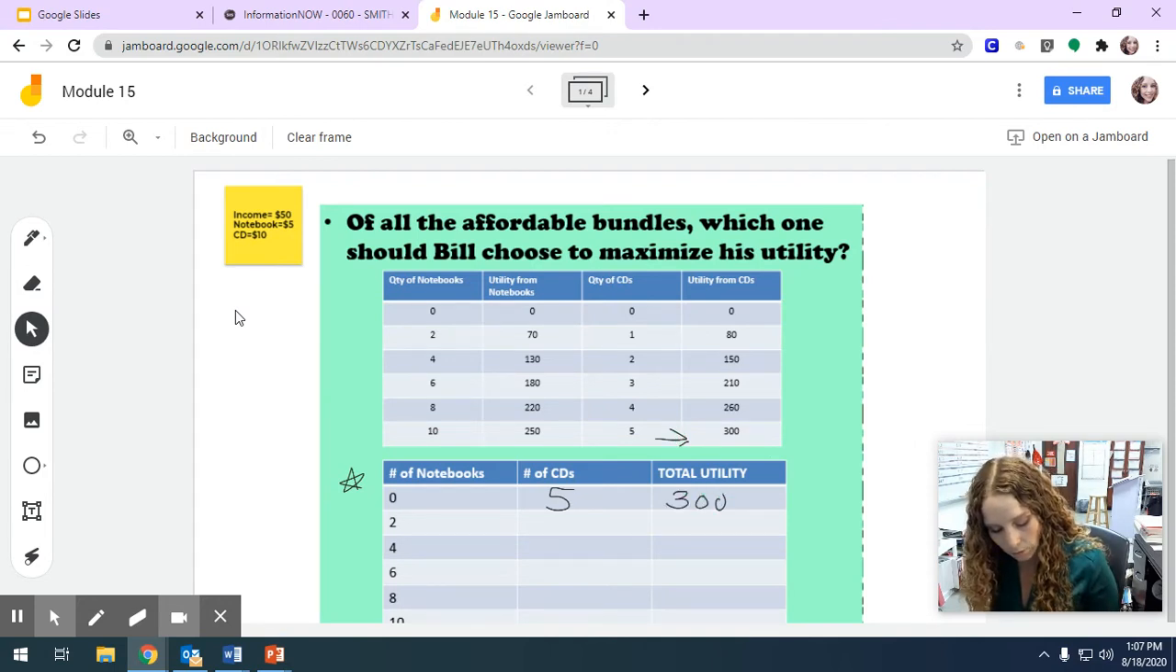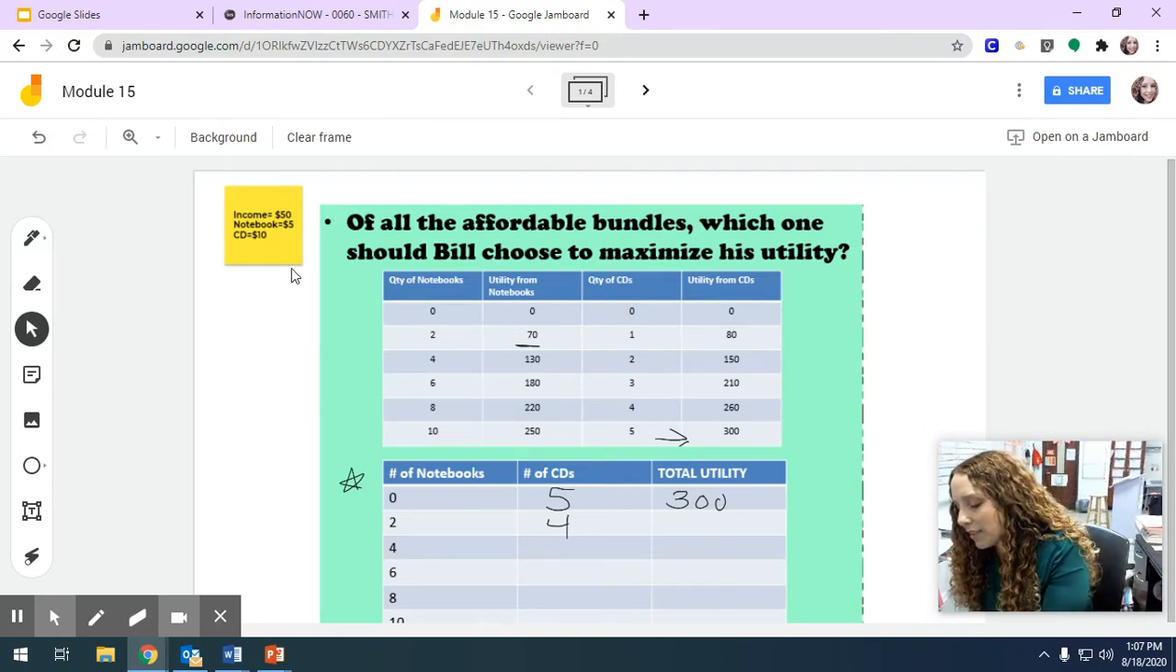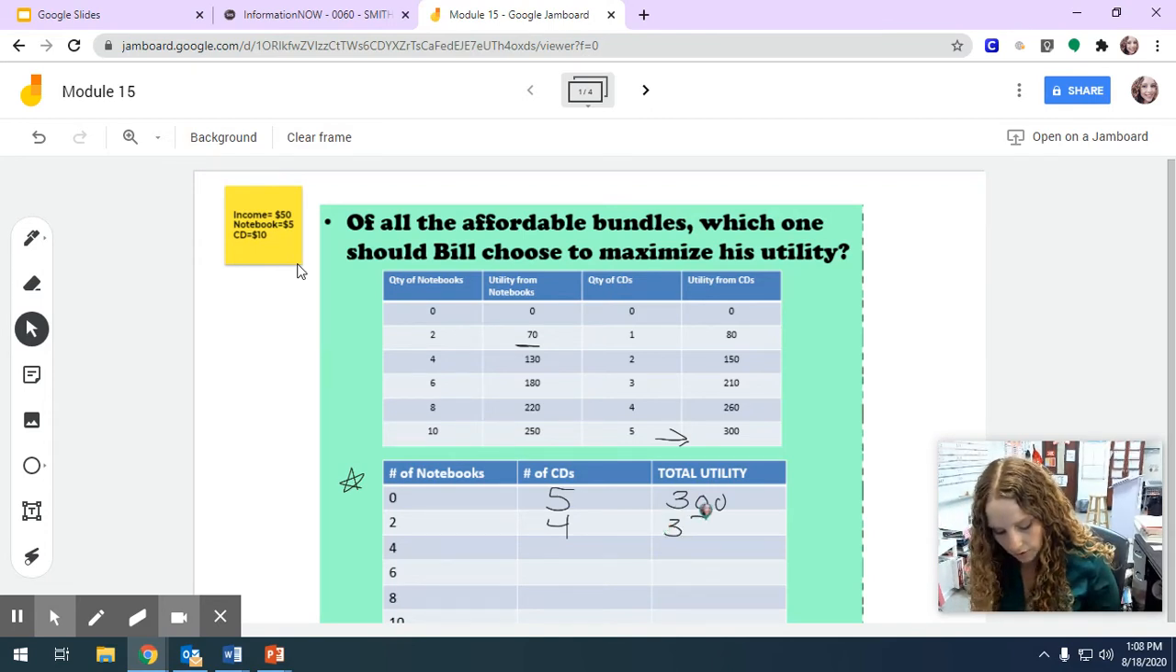Now, if he buys 2 notebooks, they're $5 each. That's $10 that he spent. That means he's only got $40 left, which means he can buy 4 CDs. Okay, at 2 notebooks, he gets 70 utils, or 70 units of utility here. At 4 CDs, he gets 260. So 260 and 70, and forgive me if I double check my numbers here because I don't want to say the wrong numbers. 260 and 70, that would be 330. So his total utility, notice it went up.